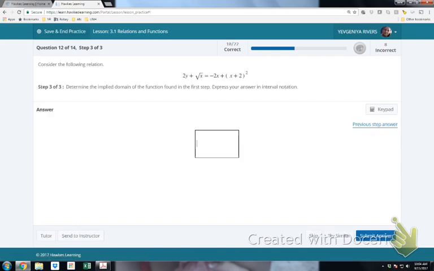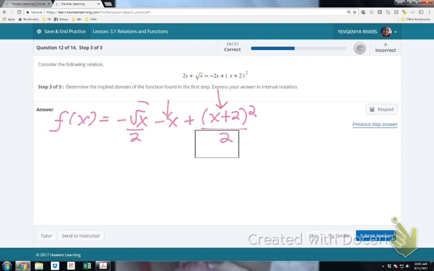And finally, in step 3, I have to talk about the domain of this function. So the only problem that we're going to have with this function is our square root. So once again, looking at f of x is equal to negative root x over 2 minus x plus (x plus 2) squared divided by 2, we'll be able to put in anything we want for x in here, because we can square negative, positive, doesn't matter, anything here. But our issue will be with the fact that we have a square root of x here.